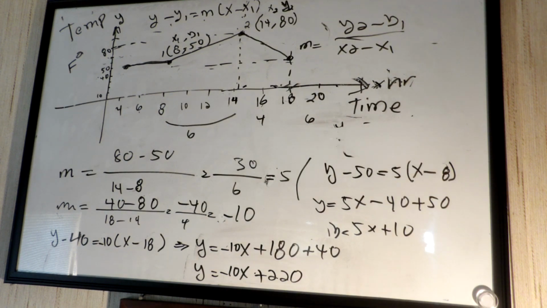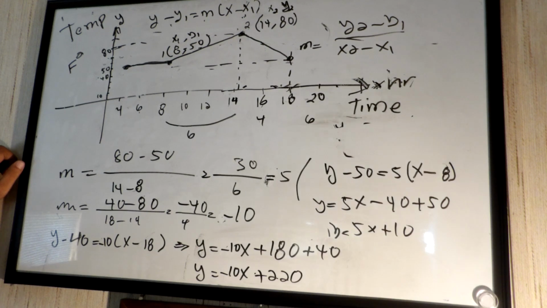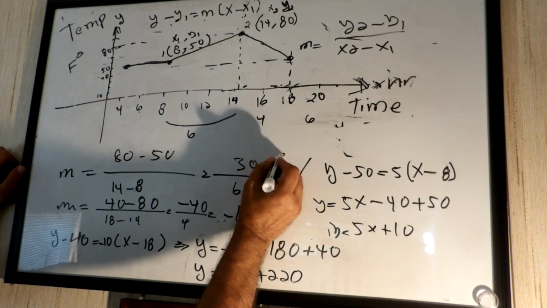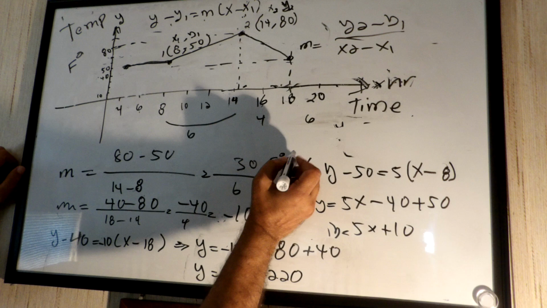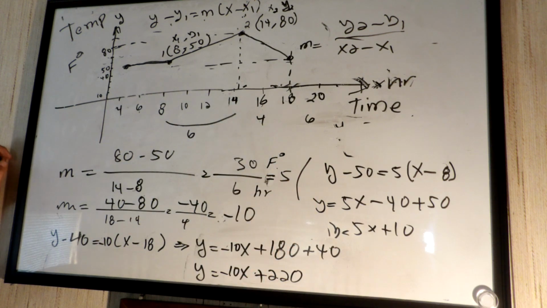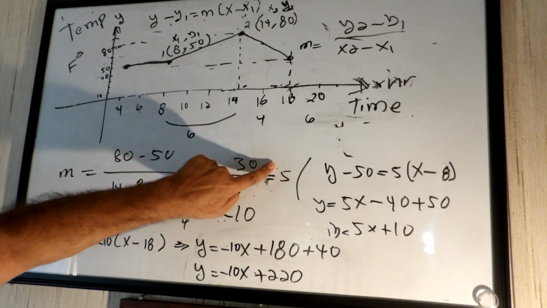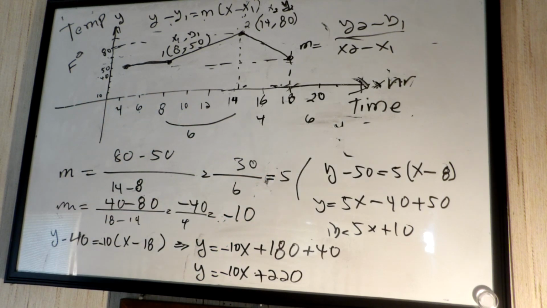Okay, the slope is 5. What is the temperature per hour? This is temperature in Fahrenheit and this is hour. So Fahrenheit per hour is going to be the unit of this number 5. So we write here 5.